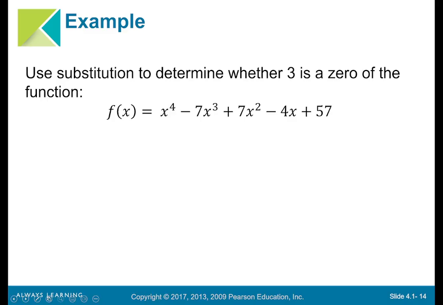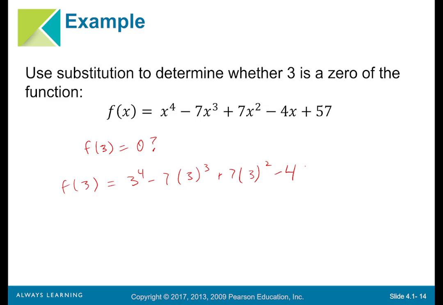Now, if I'm given something like this, where I can't factor it, well, that would be quite challenging to factor. It might not be impossible, but quite challenging. We can still determine if 3 is a zero of the function, because we can plug in and find f of 3 and say, does this give us 0? Well, I don't know. Let's find f of 3. That's 3 to the 4th minus 7 times 3 cubed plus 7 times 3 squared minus 4 times 3 plus 57. Now I'm going to throw this in my calculator to see what we have.